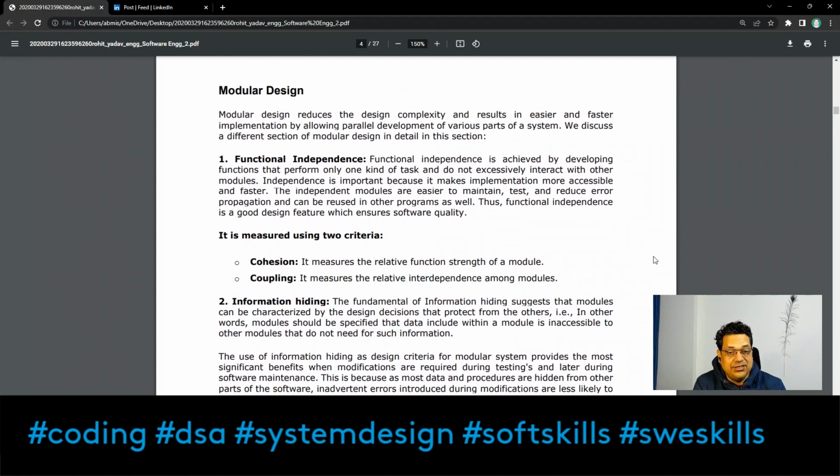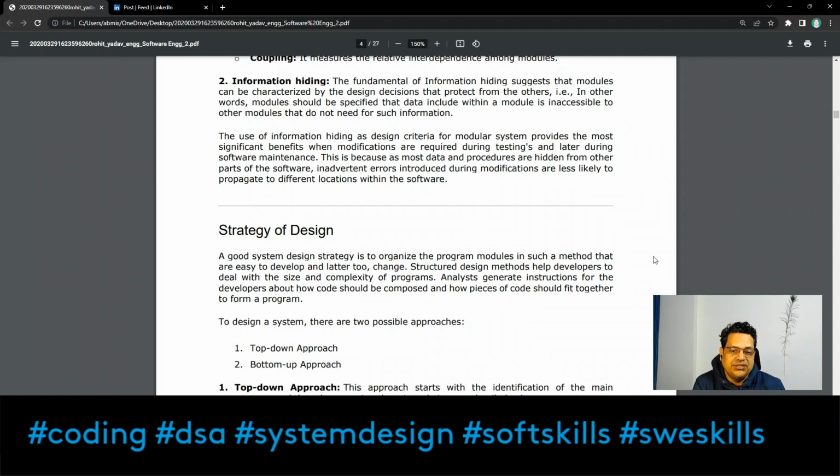The first is functional independence, please note it, and the second is information hiding. The fundamental of information hiding suggests that modules can be characterized by the design decisions that protect them from others. In other words, modules should be specified so that data included within a module is inaccessible to other modules that do not need such information. The use of information hiding as a design criterion for modular systems provides the most significant benefits when modifications are required during testing and later during software maintenance. This is because most data and procedures are hidden from other parts of the software.